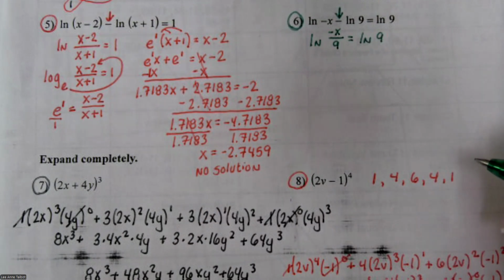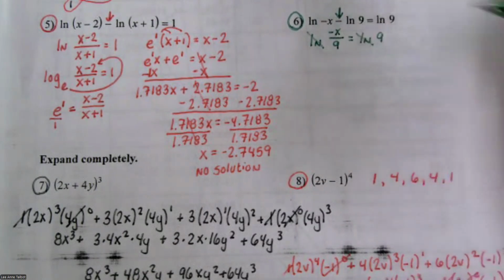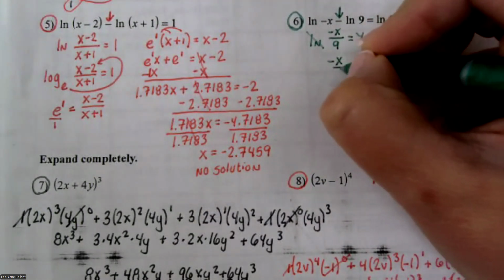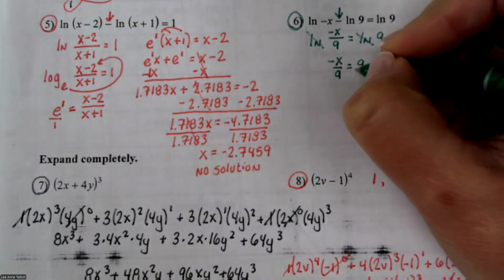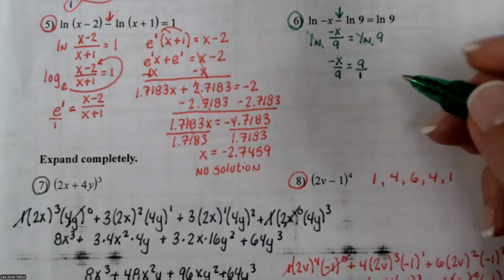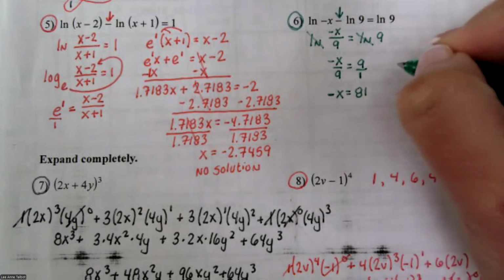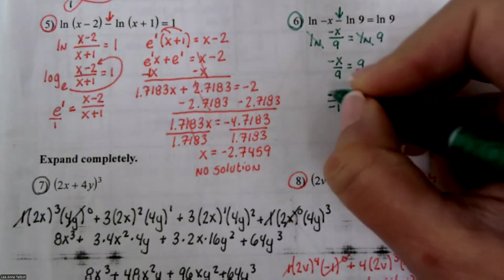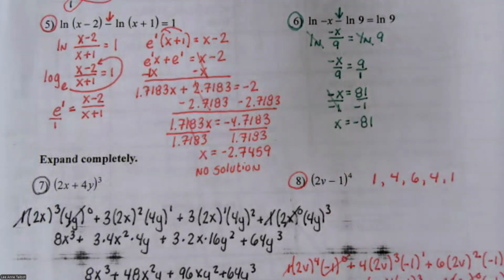Okay, and then I say guidance circle or cross out. Cross out. Negative x over 9 equals 9. I like to cross multiply, so I'm going to put that over 1. Negative x equals 81. X equals negative 81.